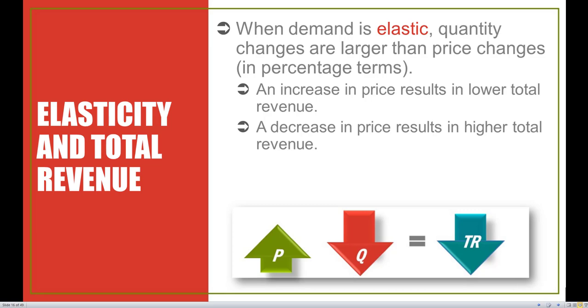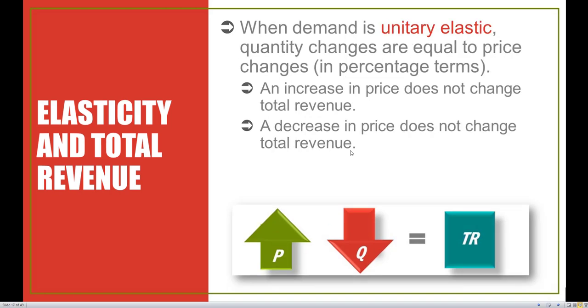And then finally here, what about a unitary elastic good? With a unitary elastic good, it doesn't really matter if they increase or decrease prices. It will always result in the same total revenue. So an increase in price, a decrease in price, with the unitary elastic good, it does not change total revenue at all. And essentially with unitary elastic goods, this is the point where firms would like to be operating because it's going to maximize their total revenue. But we'll talk a little bit more about that in a graph very shortly.